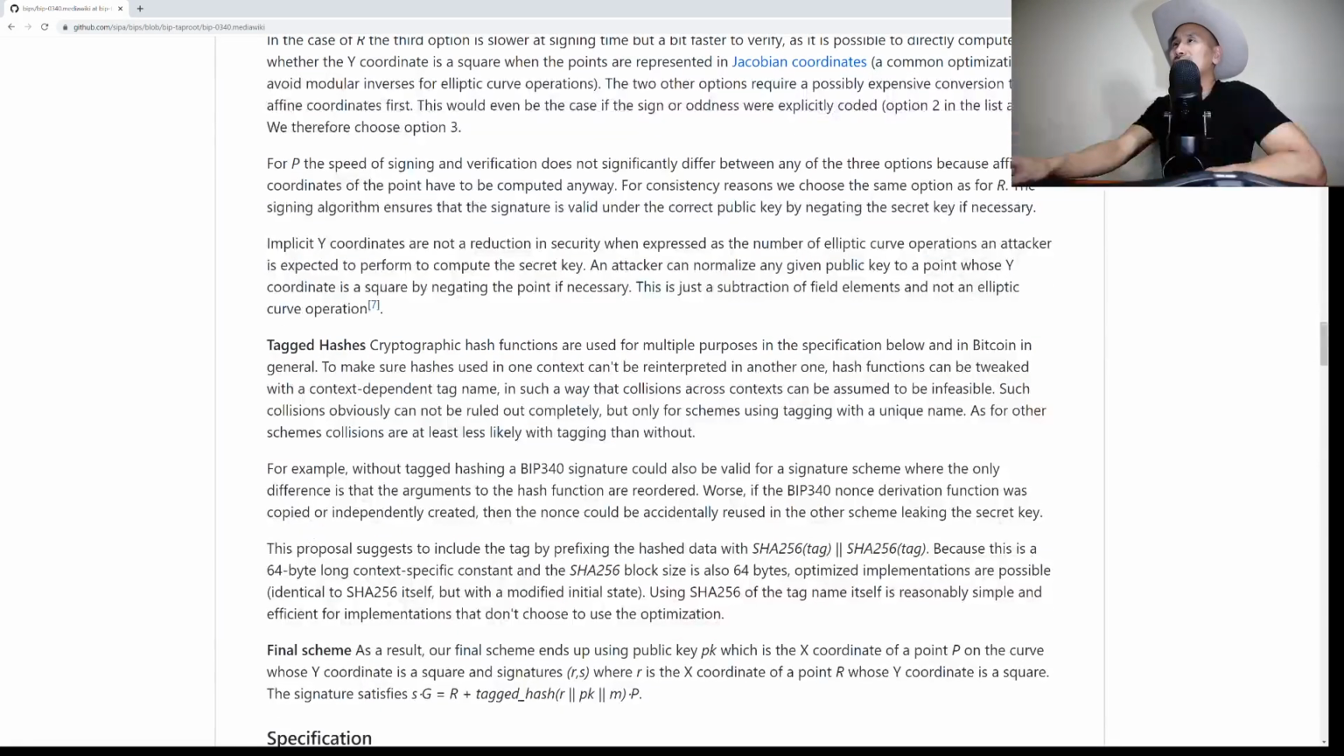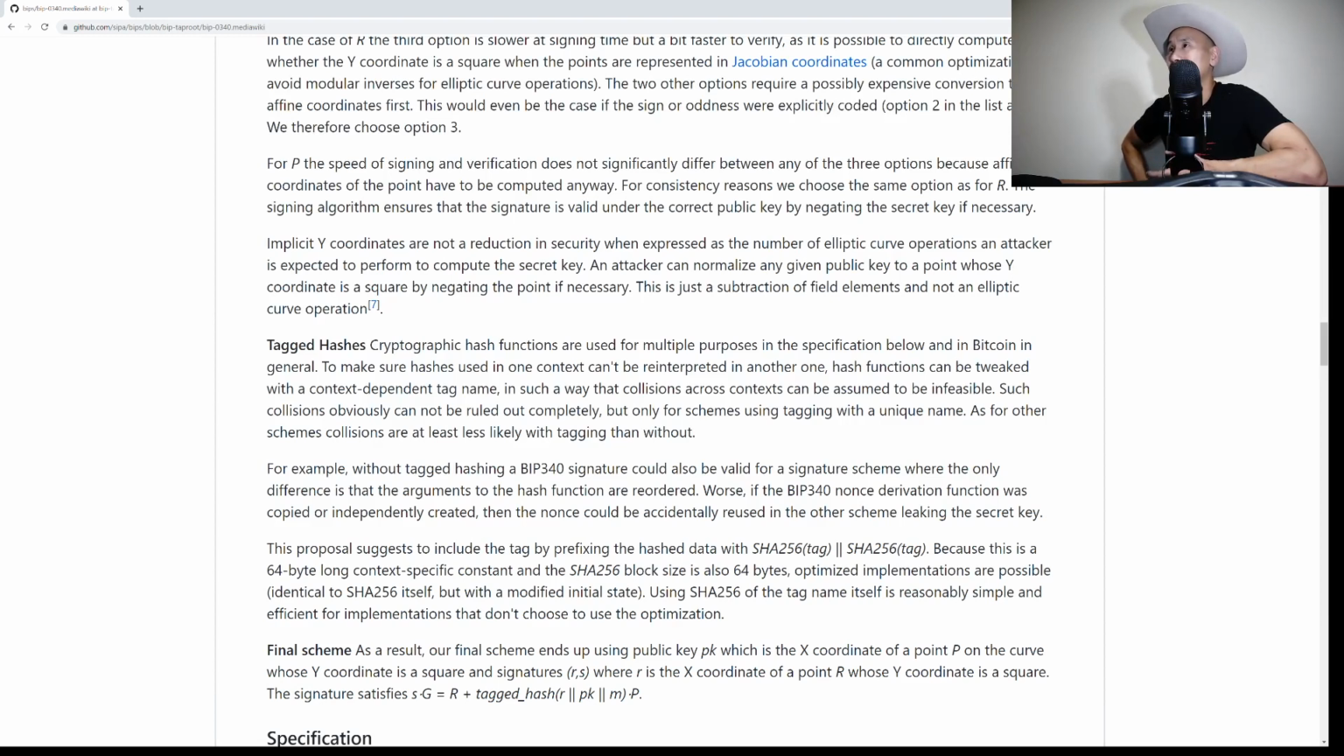Tagged hashes. Cryptographic hash functions are used for multiple purposes in the specification below and in Bitcoin and in general. To make sure hashes used in one context can't be reinterpreted in another one, hash functions can be tweaked with a context-dependent tag name in such a way that collisions across contexts can be assumed to be infeasible. Such collisions obviously cannot be ruled out completely, but only for schemes using tagging with a unique name. As for other schemes, collisions are at least less likely with tagging than without.